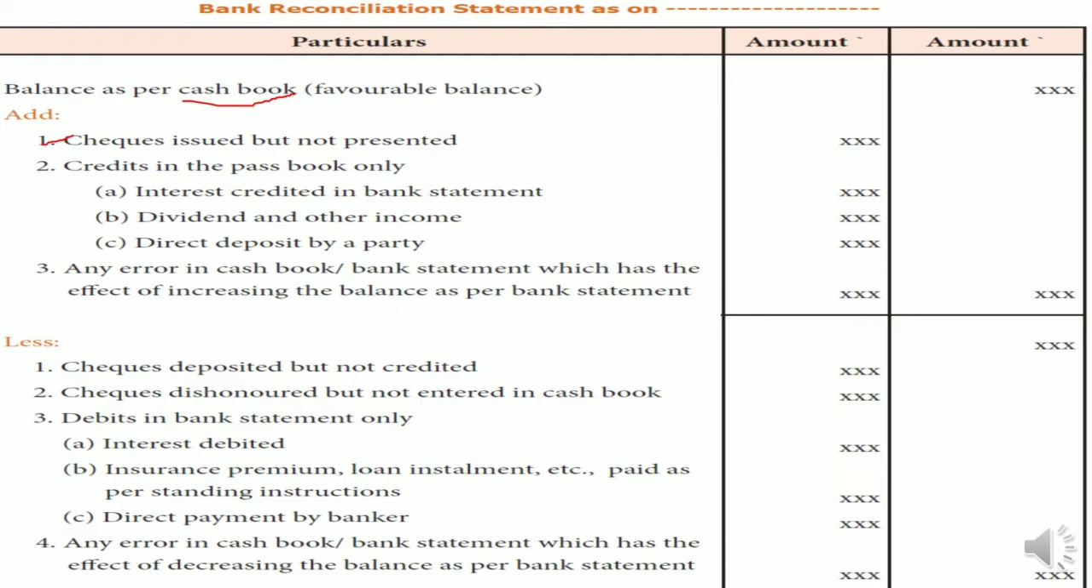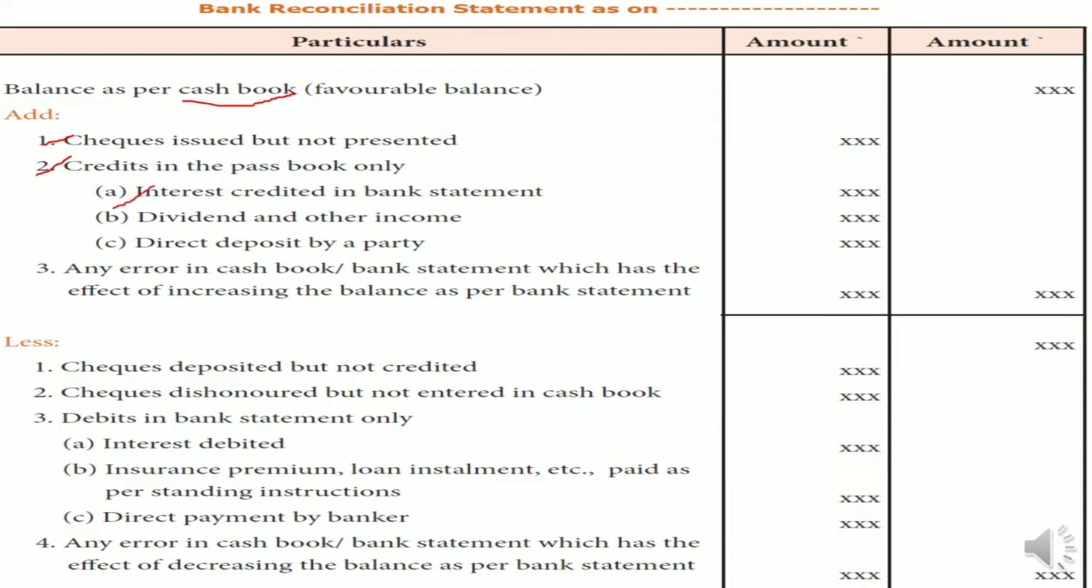And next one is the credits in the passbook. What are the types of credits in the passbook? Credits mean income, the amounts we are going to receive. First, interest credited in the bank statement: some interest we receive from the bank, maybe from savings or fixed deposits, is directly added to your bank account. Okay, the first point is over. The next one is dividend and other income.